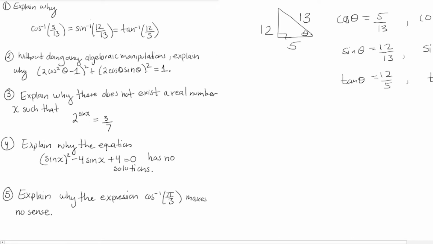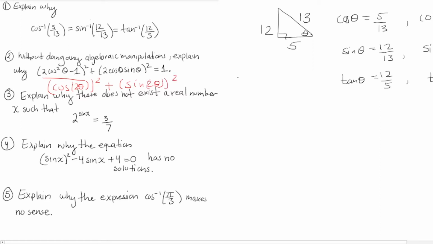Now for number 2, without doing any algebraic manipulations, explain why 2 cosine squared minus 1 quantity squared plus 2 cosine sine quantity squared is equal to 1. Well, first notice that 2 cosine squared minus 1 is cosine 2 theta. And then 2 cosine sine is sine 2 theta.